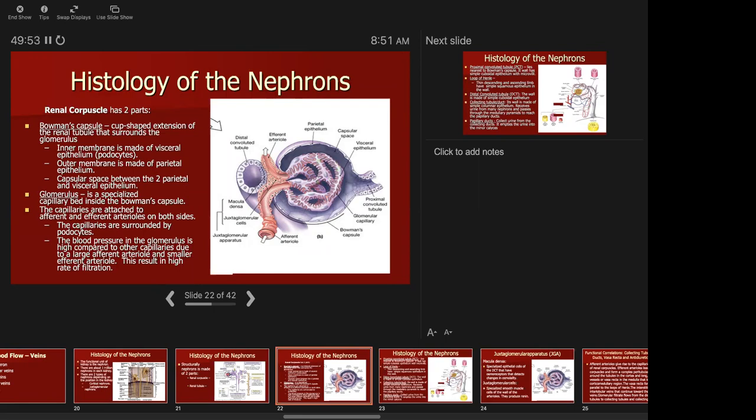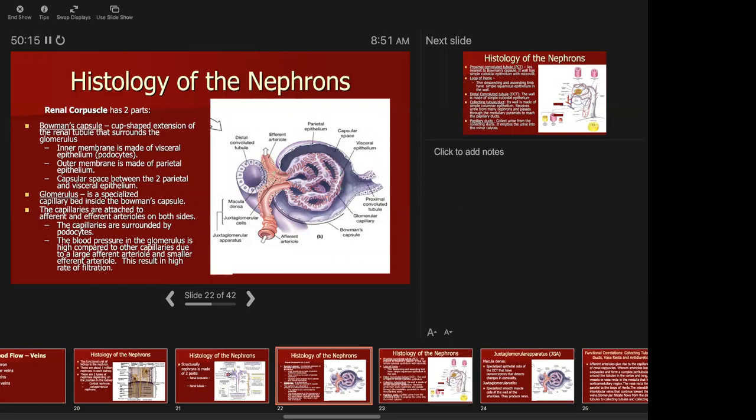And you can see here, this is Bowman's parietal epithelium forming the Bowman's capsular space. So the urine, or the ultrafiltrate, goes into this Bowman's space, and then it is passed to the proximal convoluted tubule, and then it passes into the tubule and is processed. Okay.